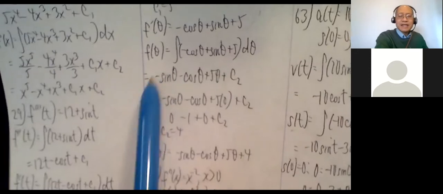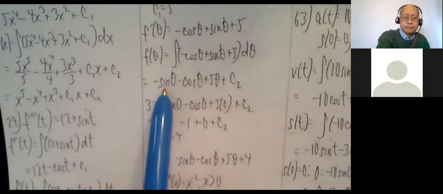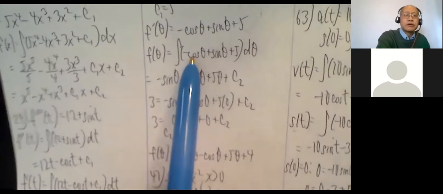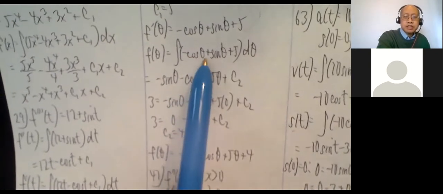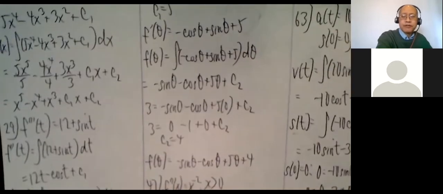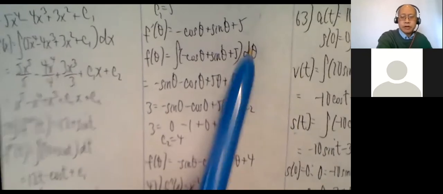Again, double check at this stage of the game. What's the derivative of negative sine? Negative cosine. What's the derivative of negative cosine? Positive sine. What's the derivative of 5 theta with respect to theta? It's 5. And the derivative of C2 is 0. So it definitely works.